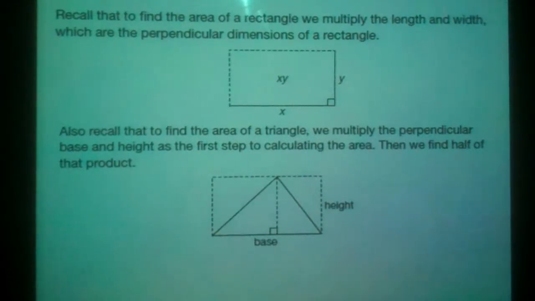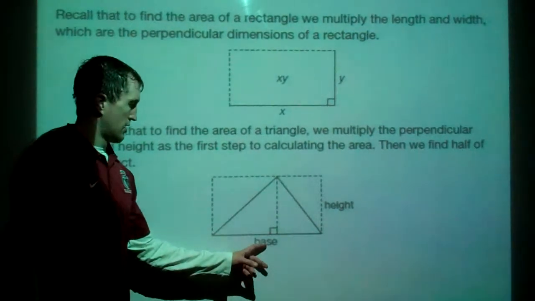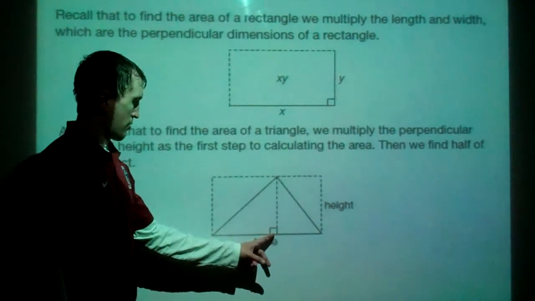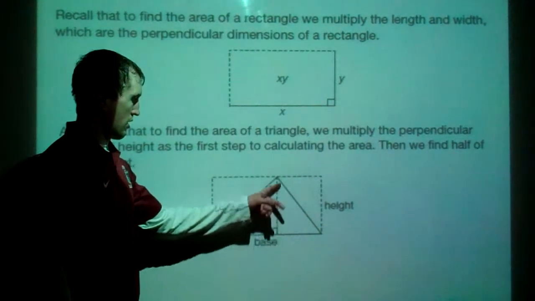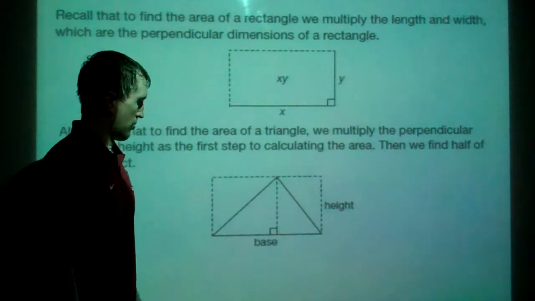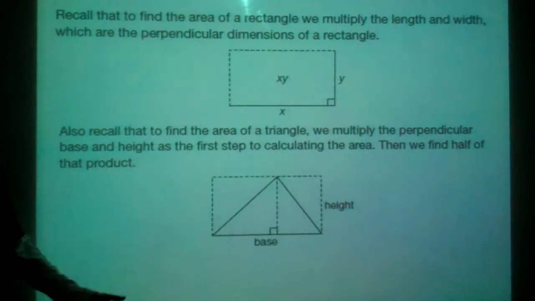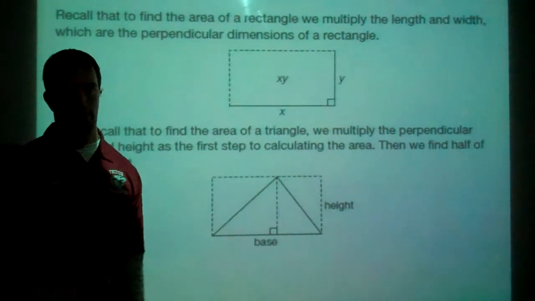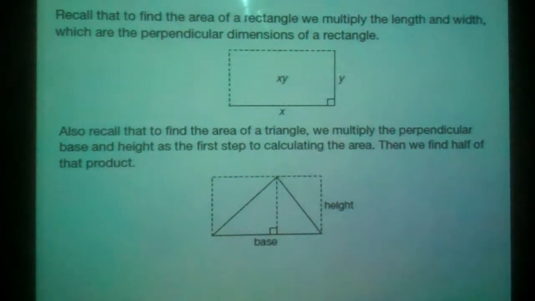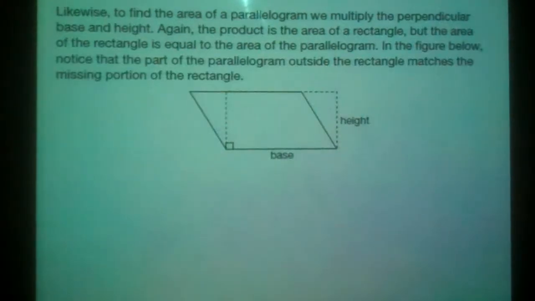Also recall that to find the area of a triangle, we multiply the perpendicular base and height as the first step, calculating the area. Then we find half of that product. So that was base times height, and height was the perpendicular or right angle height, the altitude. We multiply base times height, and then take half of that because triangles take up half of rectangles. And we're going to see that this relates to the area of a parallelogram.